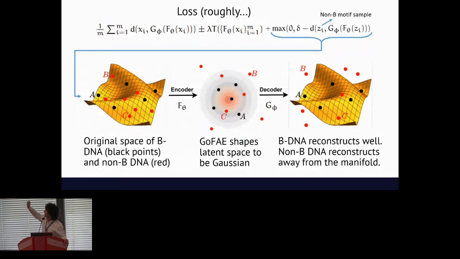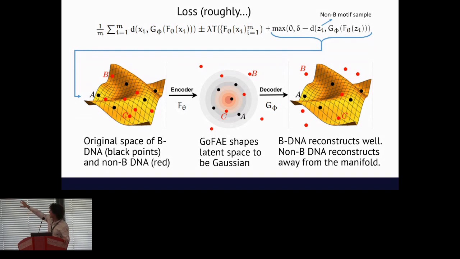The non-bDNA, the non-B motifs, come in the second part. In the second part, we have this max of 0 and some parameter delta minus the distance between Zi, a non-B sample, and its reconstruction. If this is an actual bDNA structure that's labeled non-B, then this distance is going to be very low, and this cost is going to be very high. If this is a non-B labeled sample that also has non-B structure, then that distance is going to be very high, and the cost is going to be lower, so better.